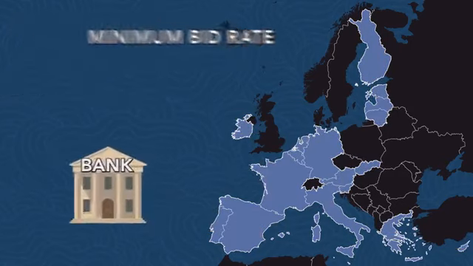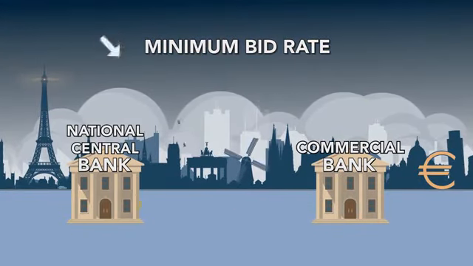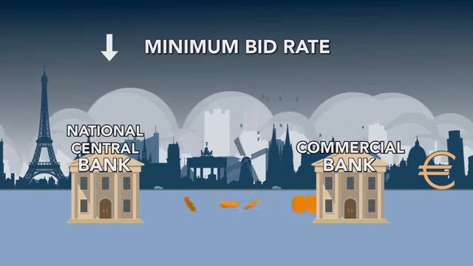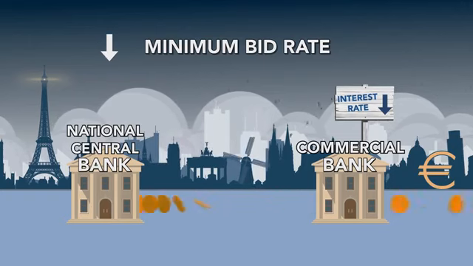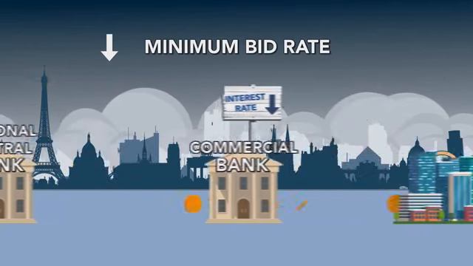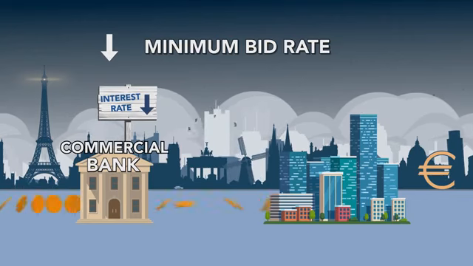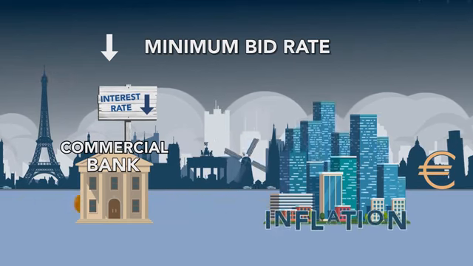The minimum bid rate is the rate of interest set by the ECB for 1-week loans. When the rate is lowered, it encourages commercial banks to borrow more money and lower their own interest rates. This reduces the cost of borrowing for businesses and consumers who respond by borrowing and spending more. The result can be increased spending, economic growth, and ultimately a rise in inflation.